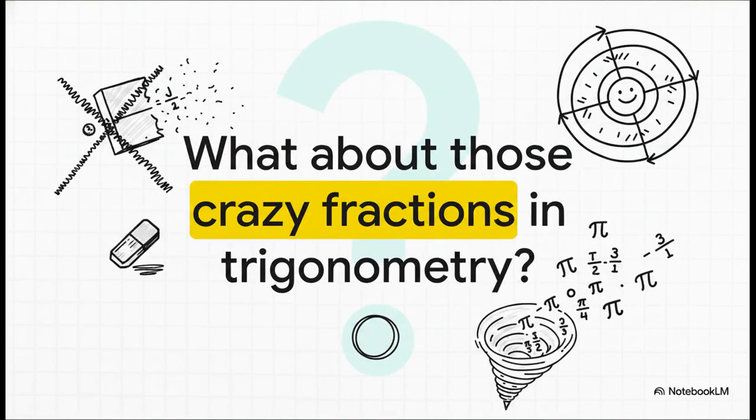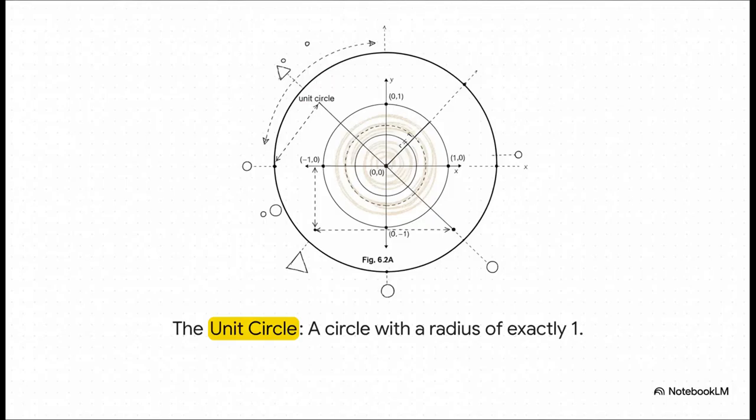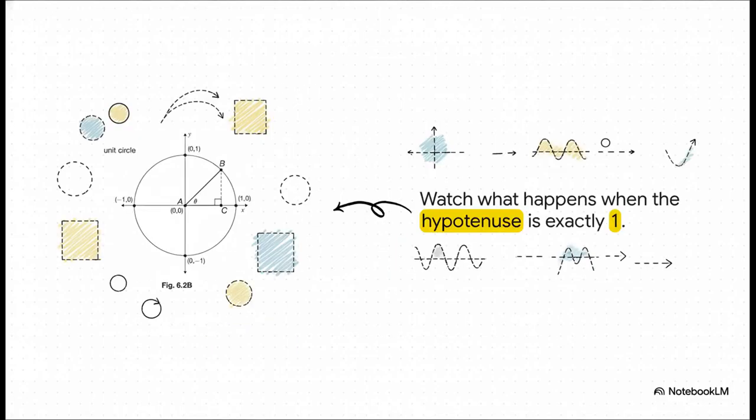But what about all those incredibly ugly fractions in Trig? Get ready to literally delete them from your life. Enter the unit circle, our absolute best math hack. Its center sits at the origin with a radius of 1. Now watch the absolute magic that happens when we drop a basic right triangle right inside that circle.